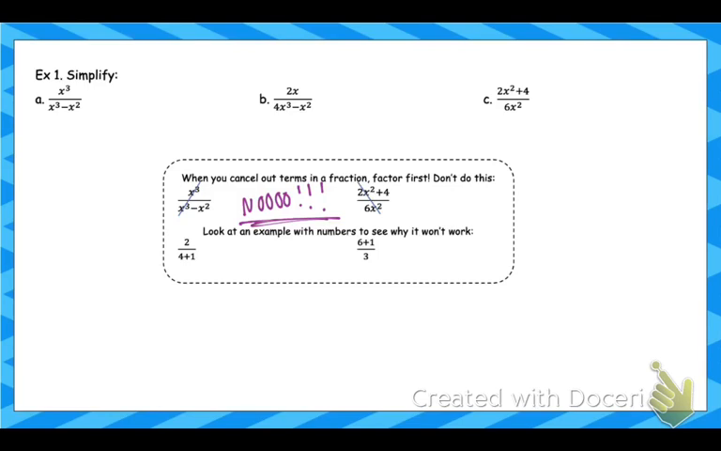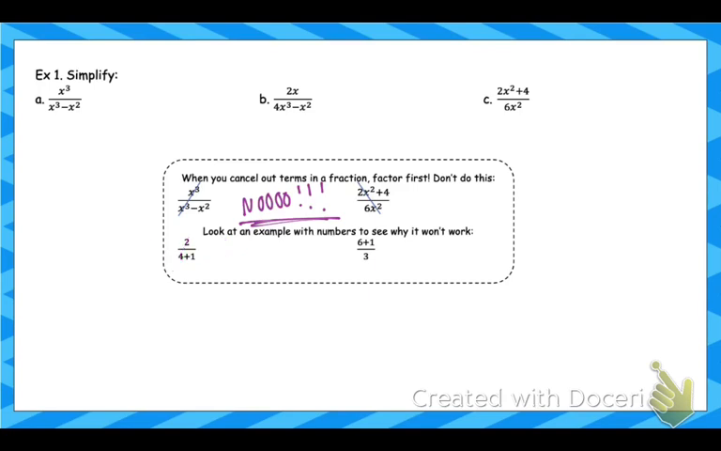Let's say I have 2 over 2 plus 1. A lot of times we want to say, okay, great, cancel out the 2's. So that leaves me with 1 over 1, which is 1. The problem is the original problem was 2 divided by 2 plus 1, which is 2/3. Those are not the same thing. That's why it doesn't work.